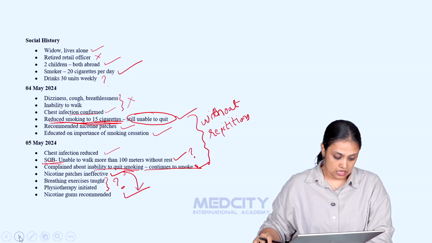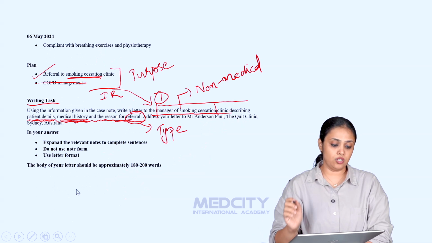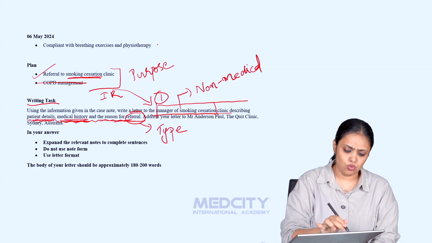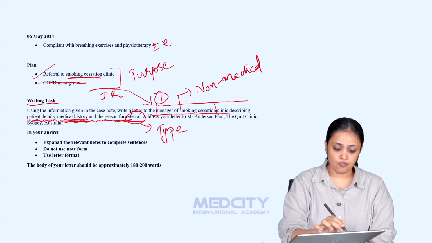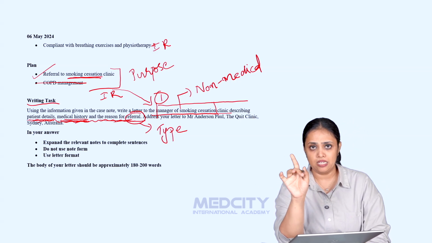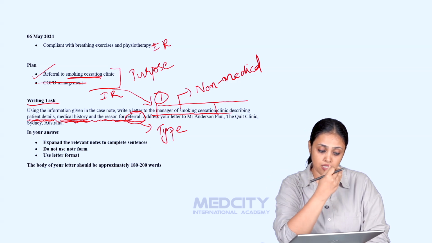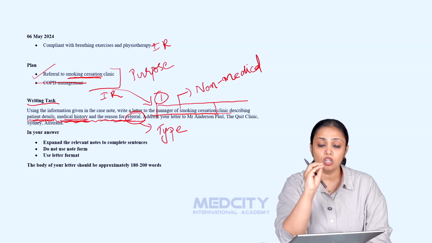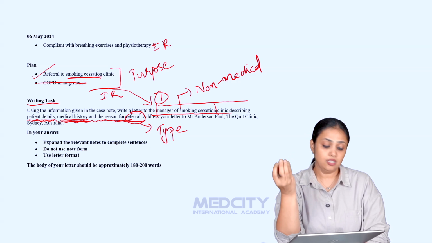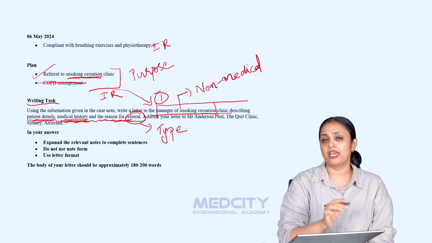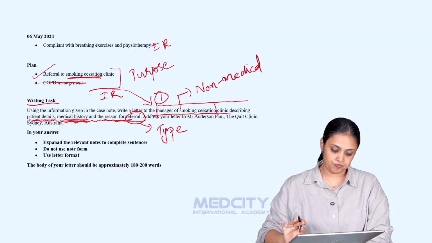Now one more date, today's date. Compliant with breathing exercise and physiotherapy. There's no need to say such things to the smoking cessation manager. If at all you mention breathing exercise and physiotherapy, just mention it in one place. You should not repeat it under 5th May and 6th May. The detail should not appear repeatedly because it has no importance or significance to the reader. The plan we have already selected. COPD management is not required by the reader.